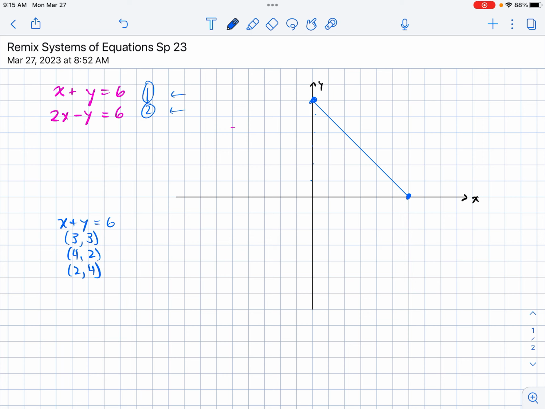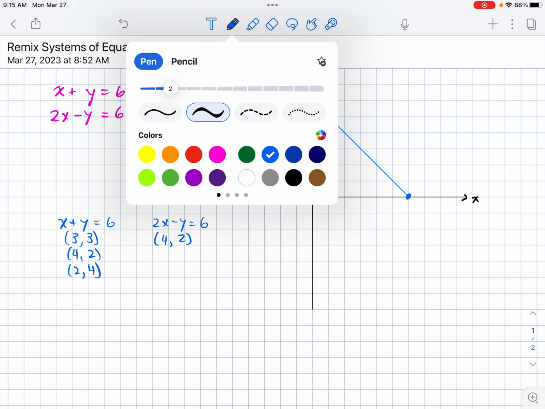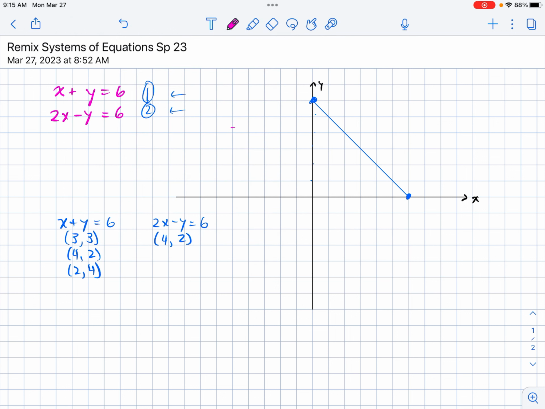Now, if you look at this second equation, 2x minus y equals 6, you're saying, okay, all the ordered pairs where if I take 2 times the first number and subtract the second number, do I get 6? Well, you've got 4 and 2. See, 8 minus 2, that's 6. And there are lots of them like this. There's an infinite number. And if we want to see what that looks like, we can graph the line.